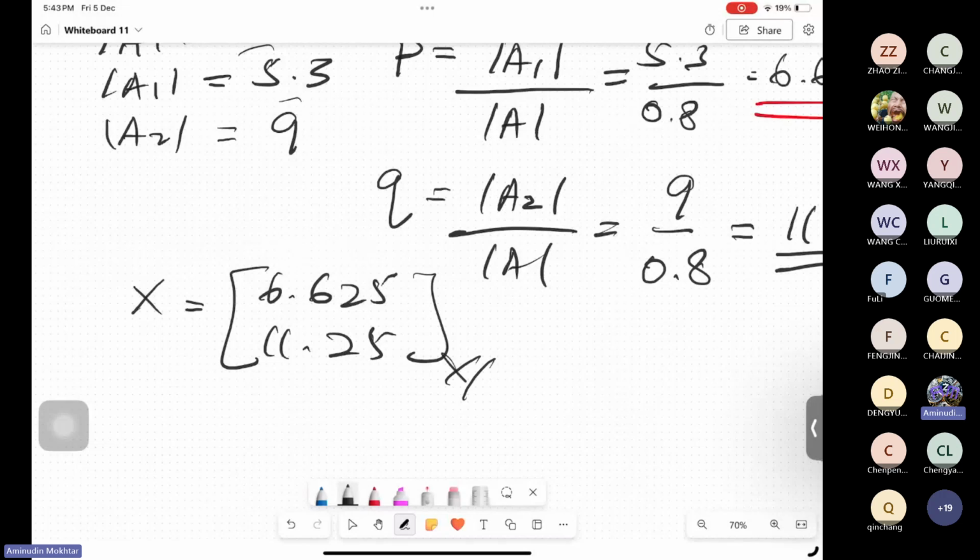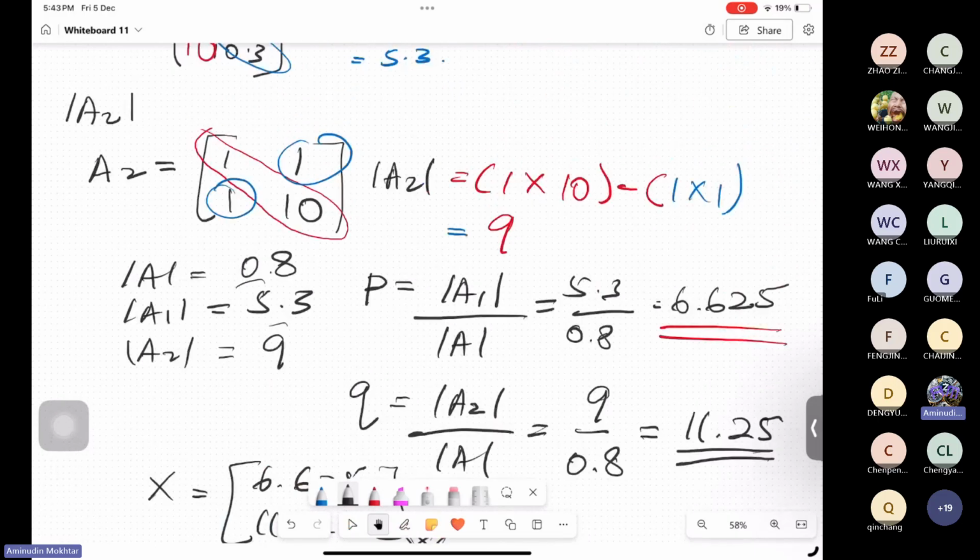That is the answer for equation number 3. Okay, that's how to answer this kind of question.